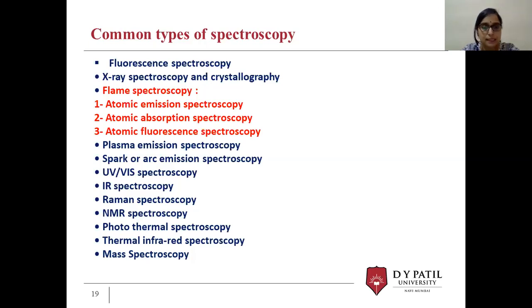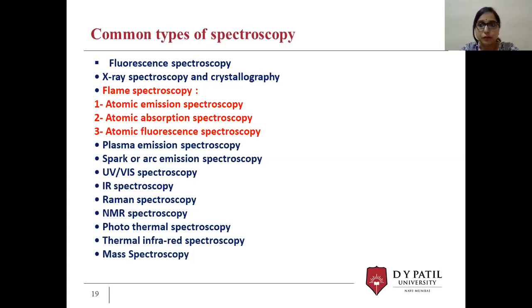The second category is X-ray spectroscopy and crystallography. Flame spectroscopy has three categories: atomic emission, atomic absorption, and atomic fluorescence, and we can abbreviate them as AES, AAS, and AFS. The next ones are plasma emission spectroscopy, spark emission spectroscopy, UV visible as I told you, IR spectroscopy, Raman, NMR (nuclear magnetic resonance) spectroscopy, photothermal spectroscopy, thermal infrared spectroscopy, and mass spectroscopy.